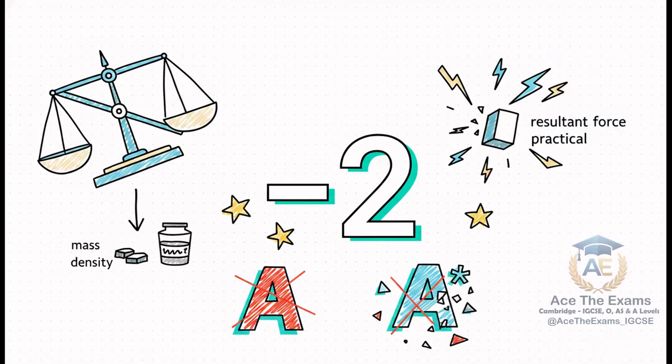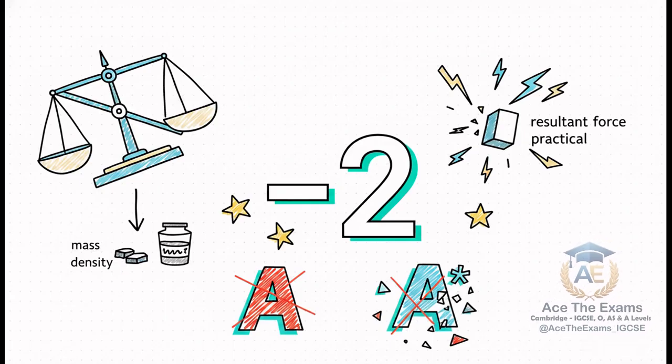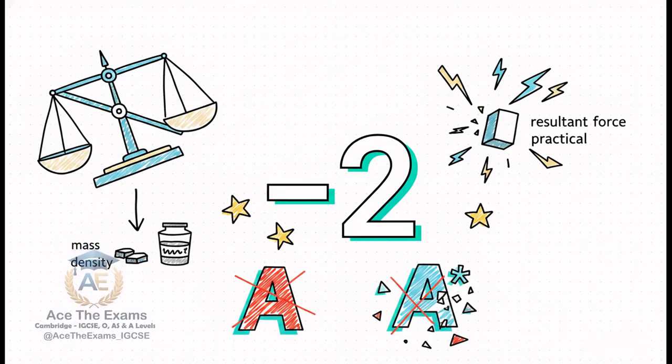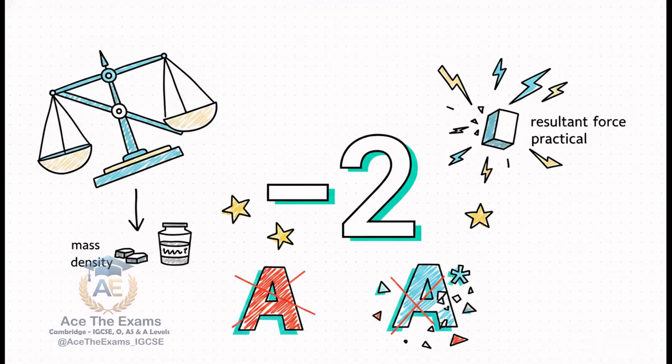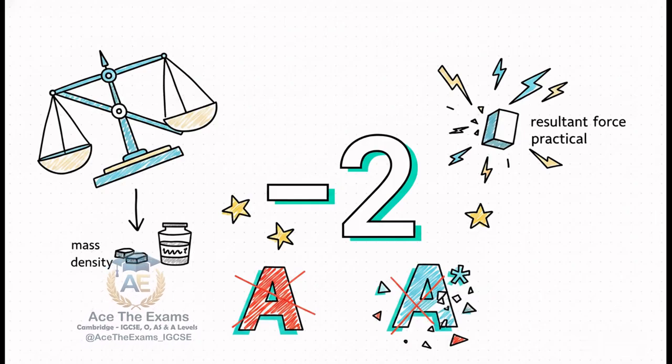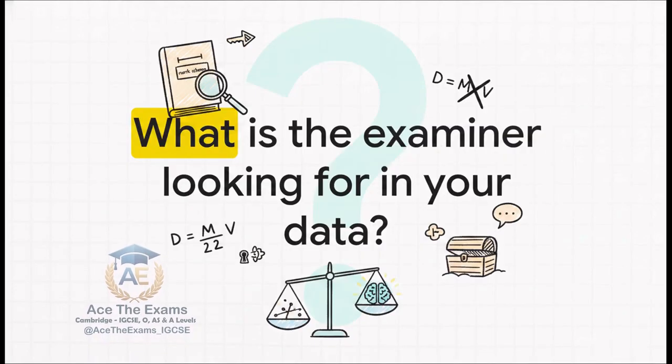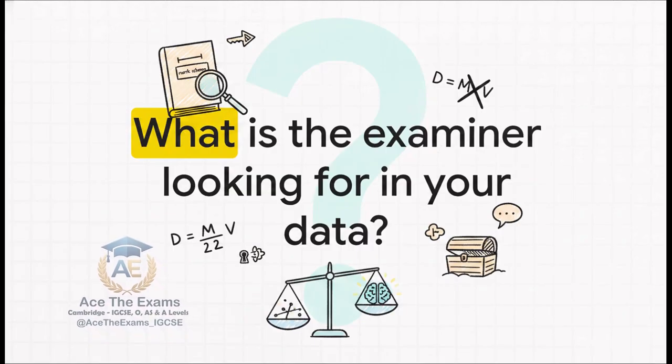Now, 2 marks might not sound like a huge deal, but in the incredibly tight grade boundaries of Cambridge physics, those 2 marks are literally the difference between an A and an A star, or passing and failing, and they are bleeding away purely because of technicalities in your practical data. So we really need to ask ourselves, what is the examiner silently looking for in your practical data?